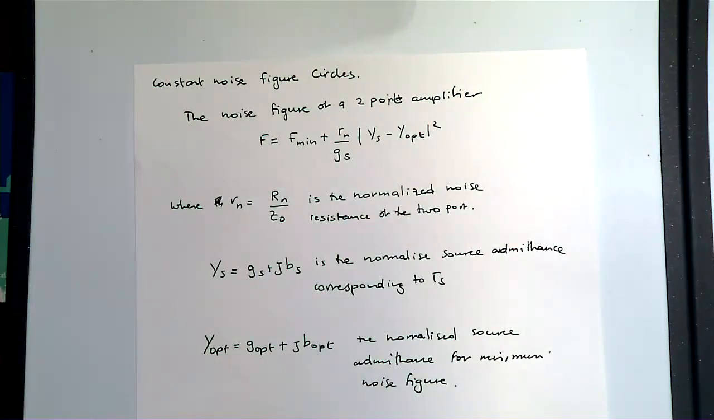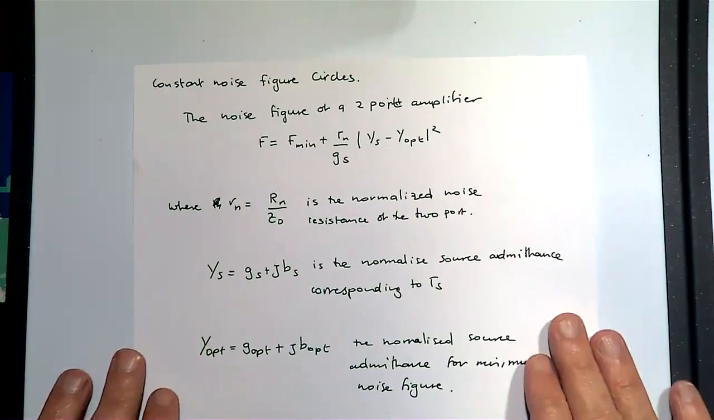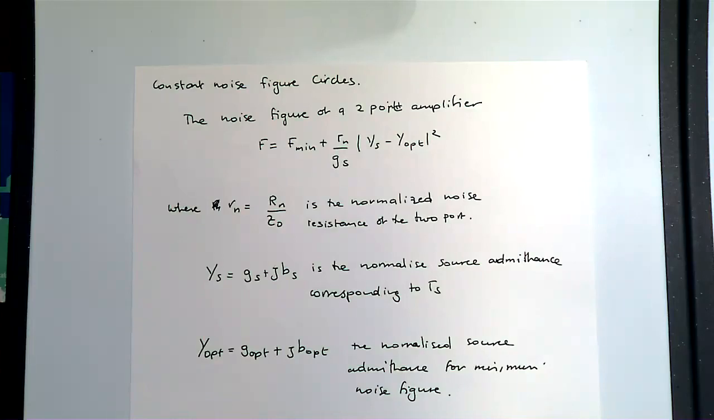we've gone through gain circles, and guess what? There's going to be noise circles, right? So noise circles essentially allow us to determine the effective noise that a particular amplifier would manifest given its input and output matching.